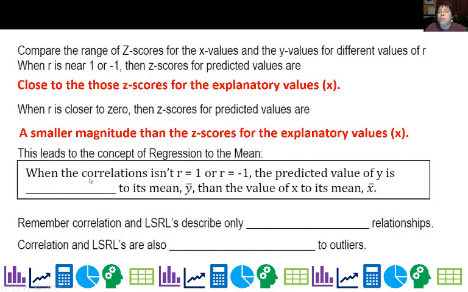So what does this mean? When the correlation isn't 1 or -1, the predicted value of y is closer to its mean, y bar, than the value of x is to its mean. So that means it pulls the predicted values of y closer to the mean. So 2 more cautions. Remember that correlation and least squares regression lines describe only linear relationships. That's kind of good. We don't have to learn any other relationships so much, so to speak. And correlations and least squares regression lines are also not resistant to outliers.